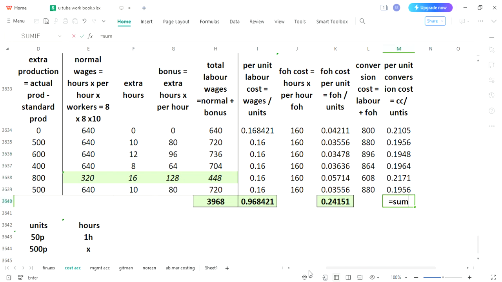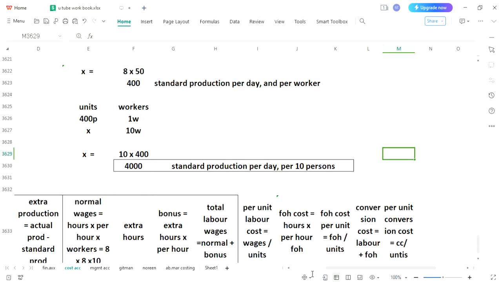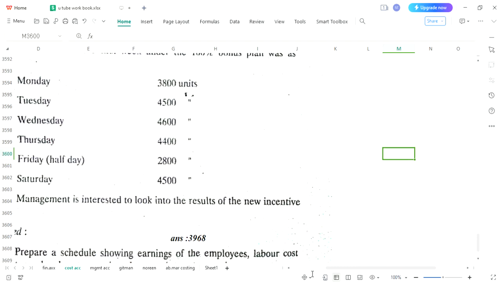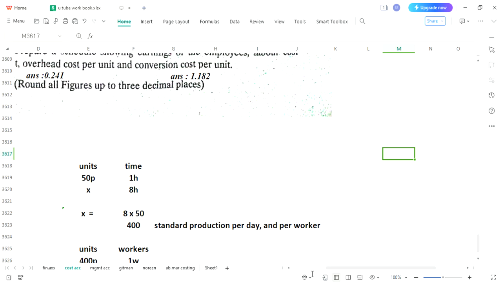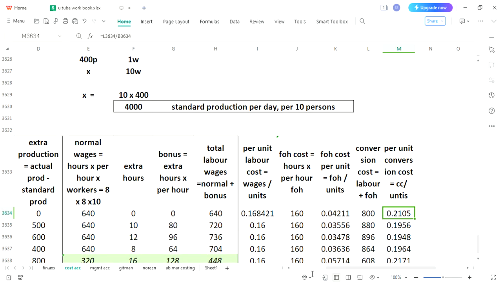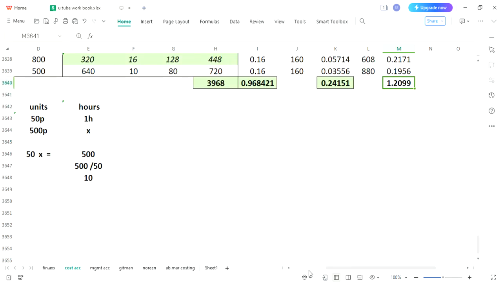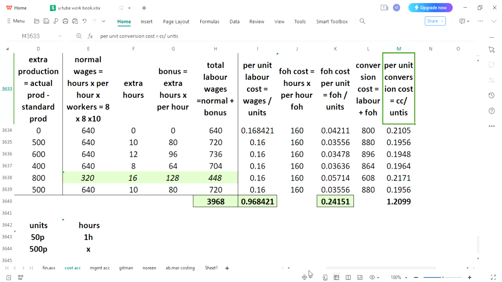Sum of all per unit conversion costs, divided by the units produced, is 3800. Similarly, we will be calculating each of these units. If you are facing any problem in understanding this question, you are open to ask your question through messages, text, or any way you like, and I will surely be answering your questions instantly.